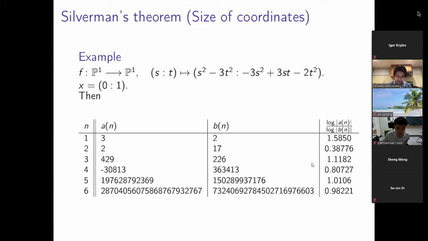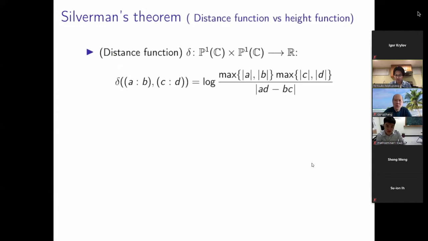All right. Silverman deduced this kind of theorem from another theorem, which involves height functions and a so-called distance function. So here the height function comes into the story.